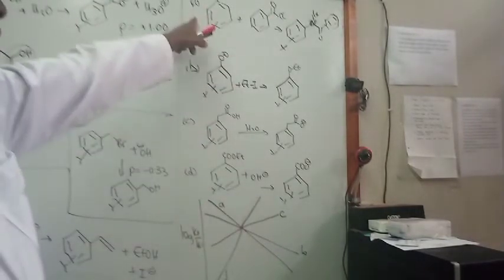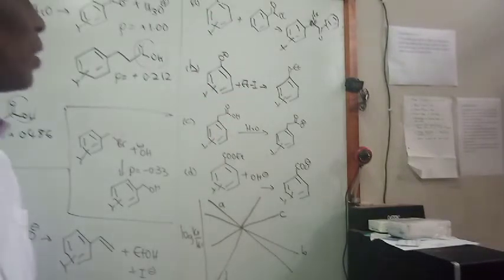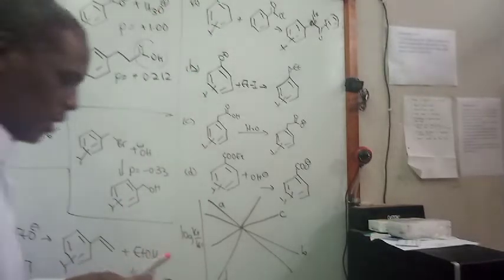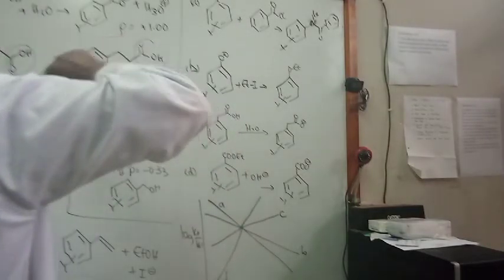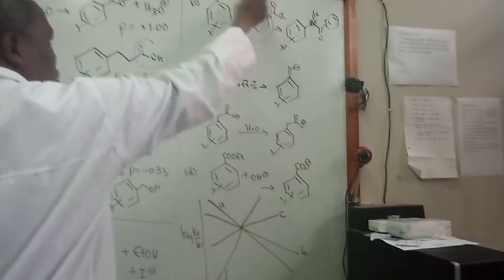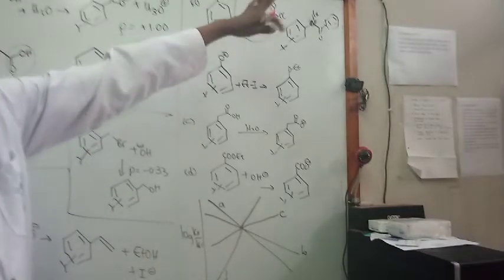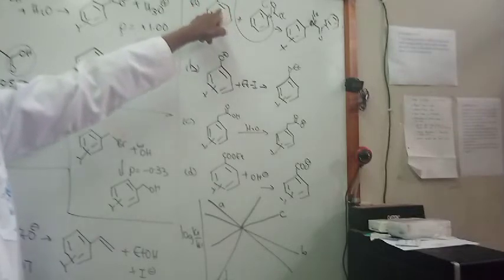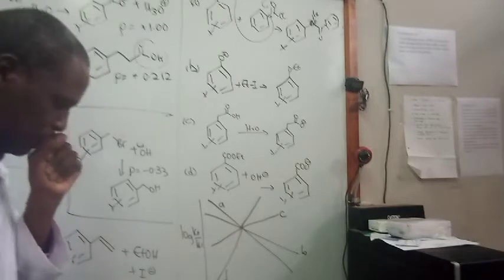So in this case, if this is the reaction center, what is happening? You've got electrons, and in the rate determining step the electrons are actually going away from the reaction center. So there is a developing positive charge. When you've got such a reaction, you're going to see that the rho is going to be negative, because the electrons are flowing away from the reaction center. This is the reaction center, and it is attached to the benzene ring.